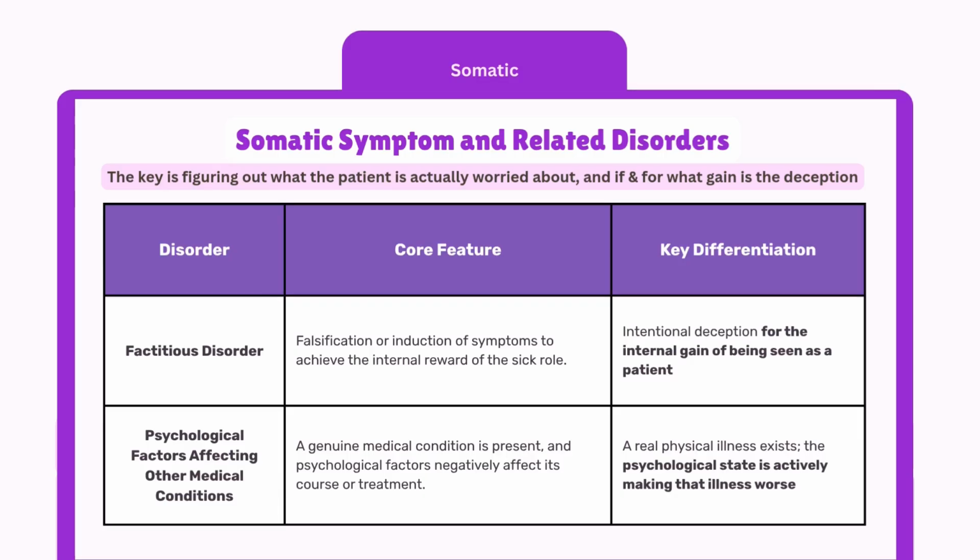There is the factitious disorder imposed on self and factitious disorder imposed on another. The first involves feigning or inducing illness in oneself, while the second involves fabricating or inducing illness in another person, such as a child. Finally, we will go over psychological factors affecting other medical conditions.